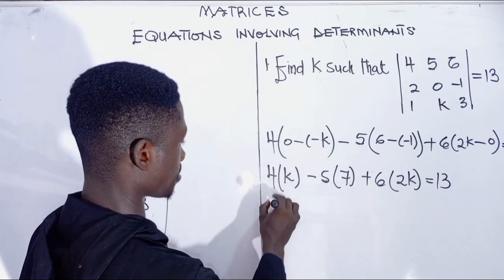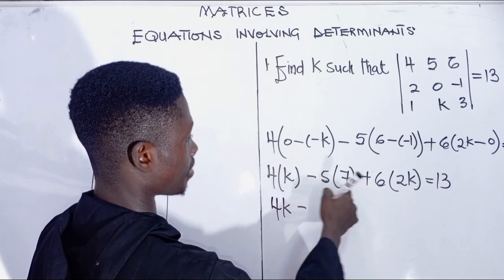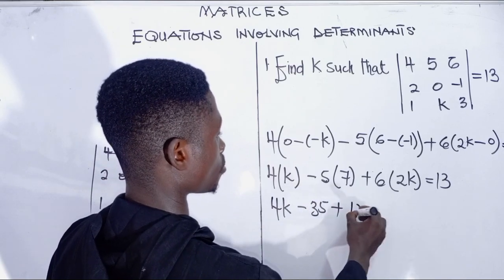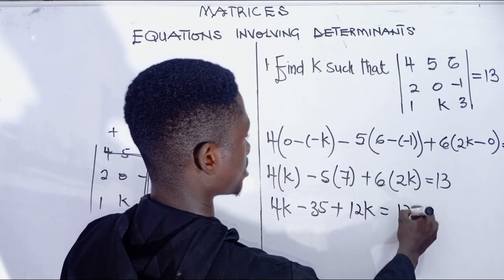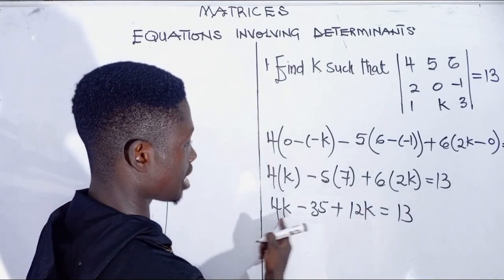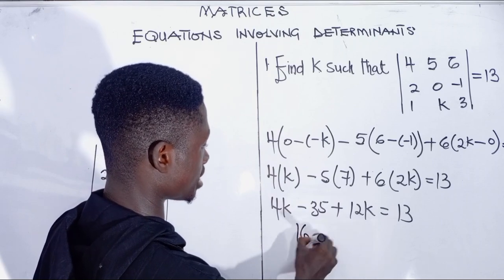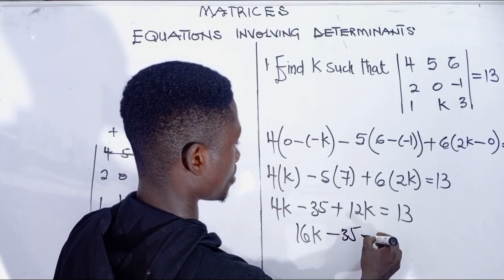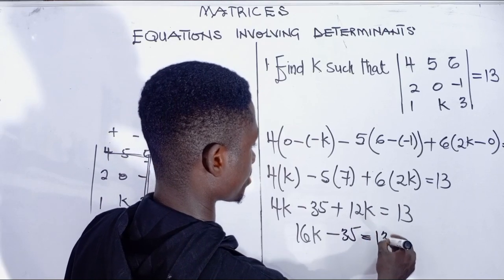So let's do some simplification here. 4 times k will give us 4k. 5 times 7 will give us 35, and 6 times 2k will give us 12k. We have 13. So let's group the like terms and then we sum them. 4k plus 12k will give us 16k. Minus 35 is equal to 13.